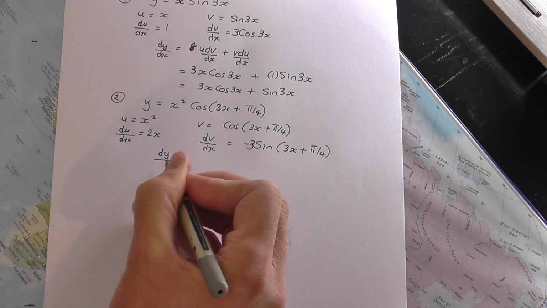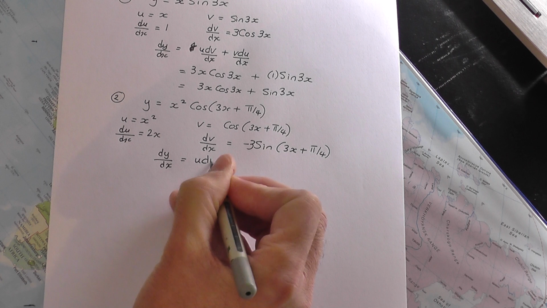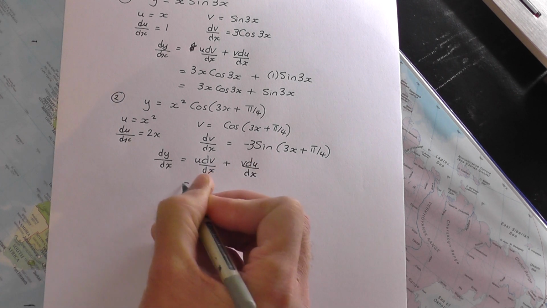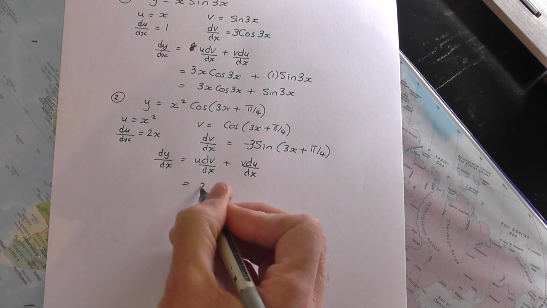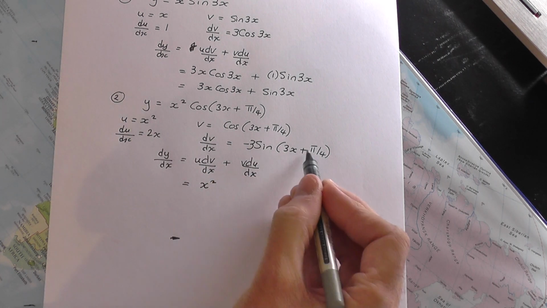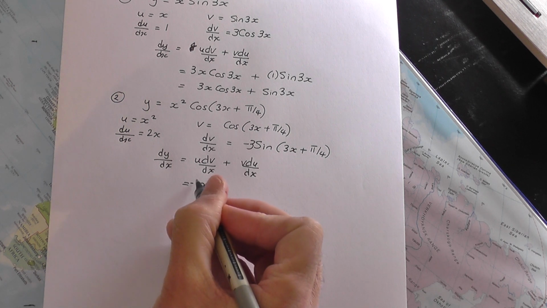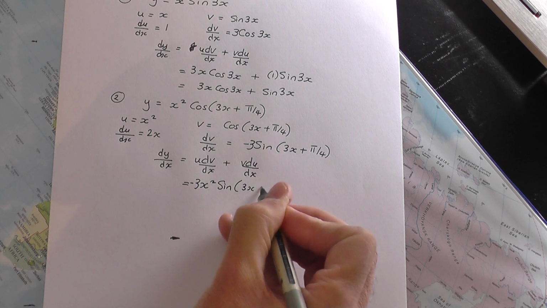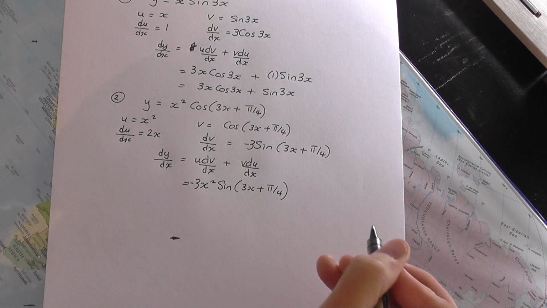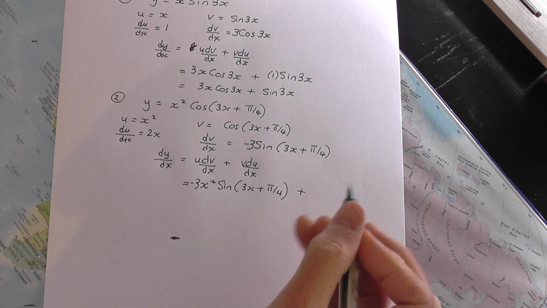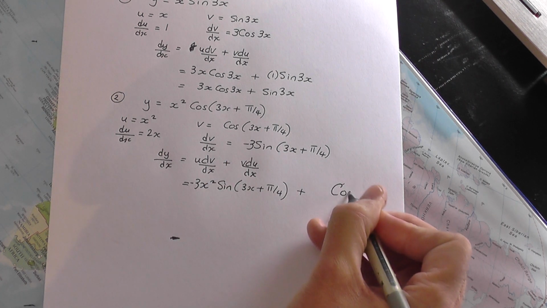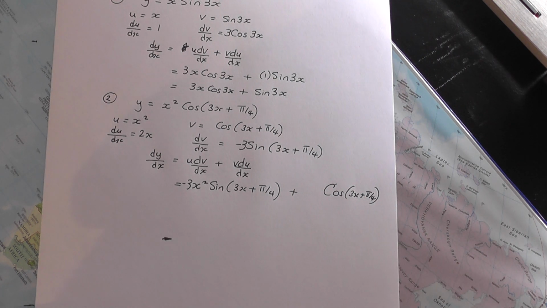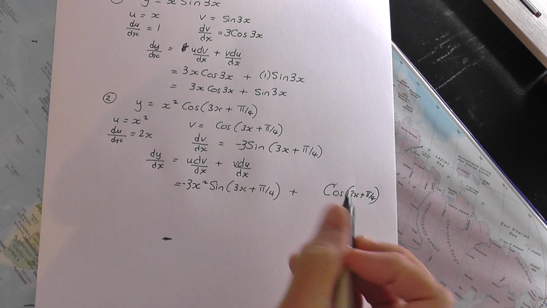So product rule, here we go again. And u is x squared, dv by dx is this thing. So I'll put the minus 3 in the front, and then I'll put the sine quantity. And we've got plus v is the cos quantity, and then du by dx is 2x, which I'll put at the front.